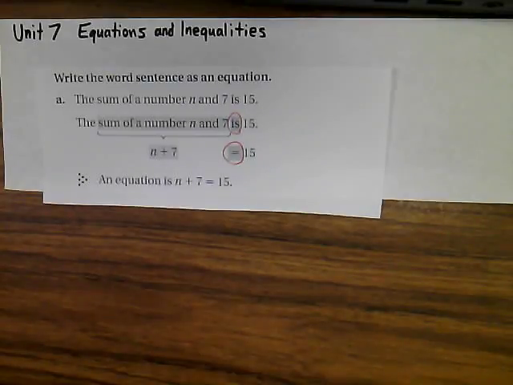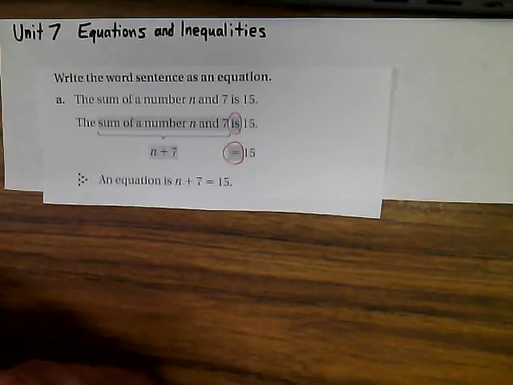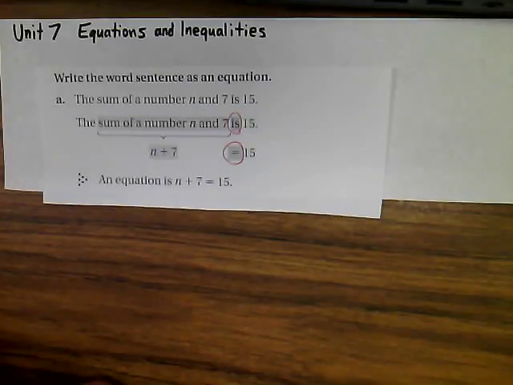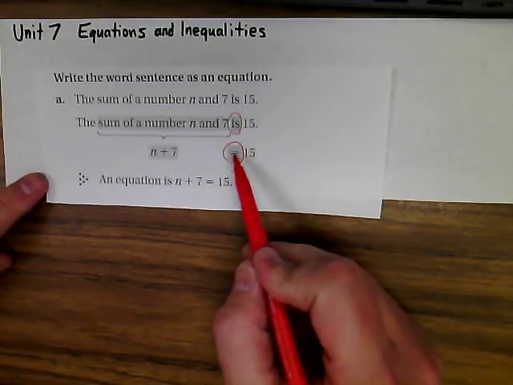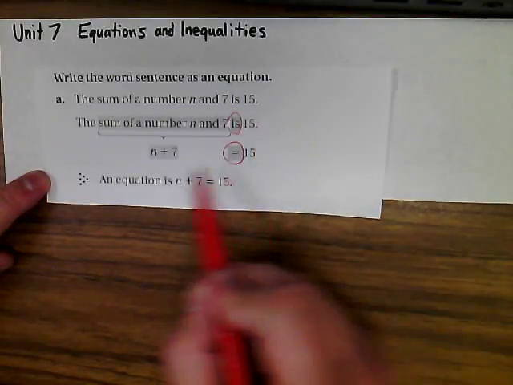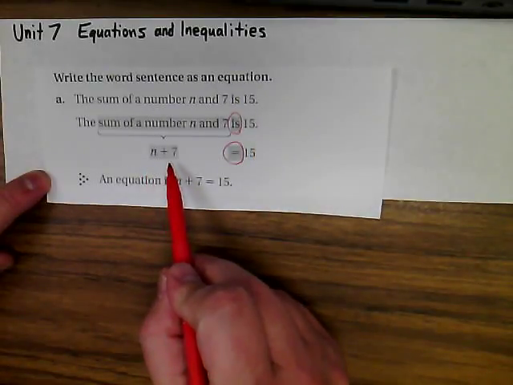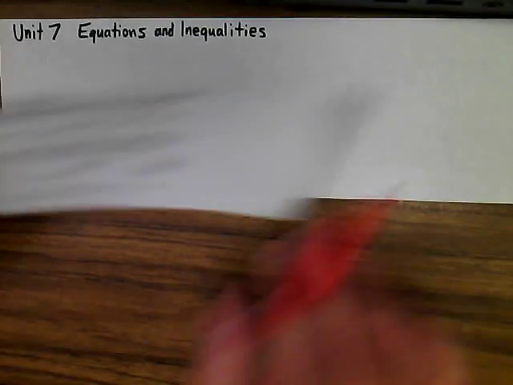So in this case, the sum of a number n and 7 is 15. Now we know the word sum means the answer to an addition problem, so that meant that n plus 7 is our phrase, and then equals is the word is, and then the 15 comes straight. So your equation will be n plus 7 equals 15.